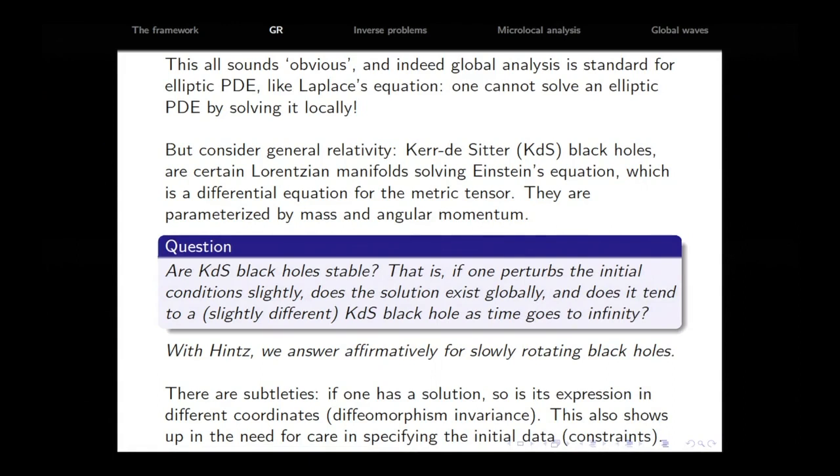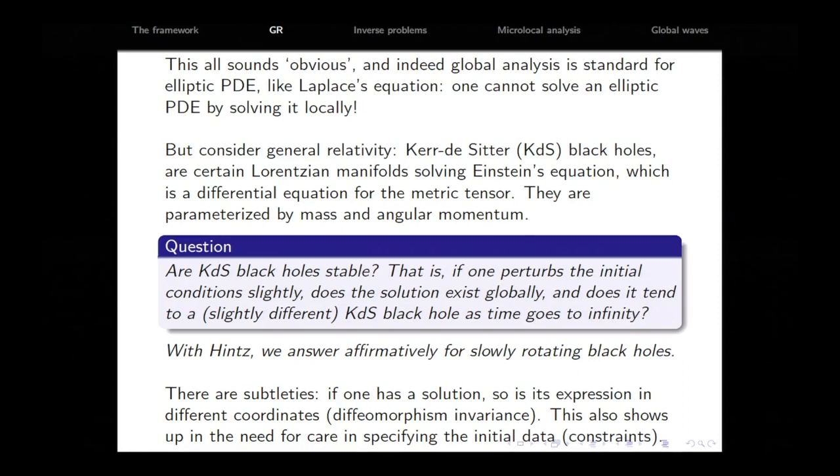So it solves the equation. It doesn't really matter what the equation is. It's a partial differential equation, in fact a system of them, for the metric tensor, which describes how space-time behaves. There are some parameters here, the mass and the angular momentum of the black hole. So you could write down this explicit family of solutions, but the basic question is, suppose you perturb. This is a tensor, so a matrix, if you want, on your space-time.